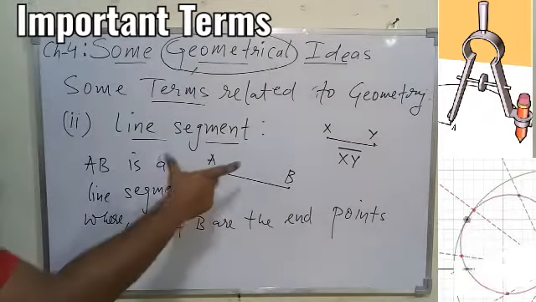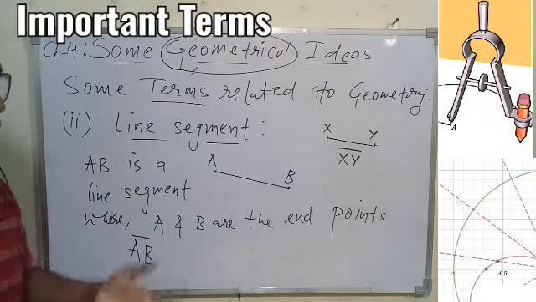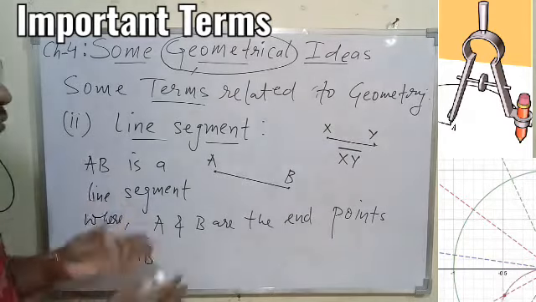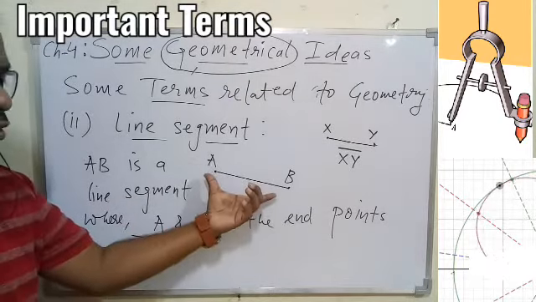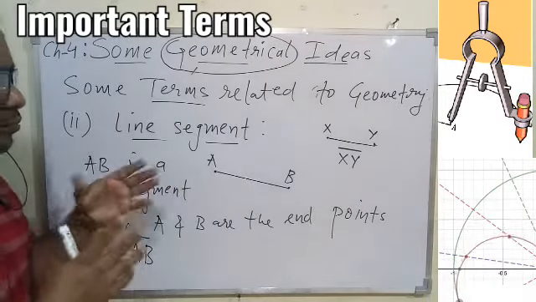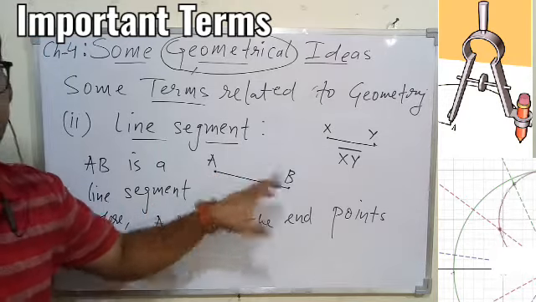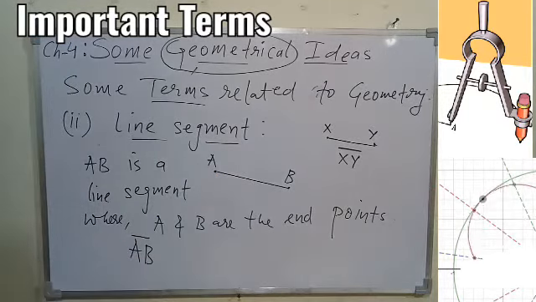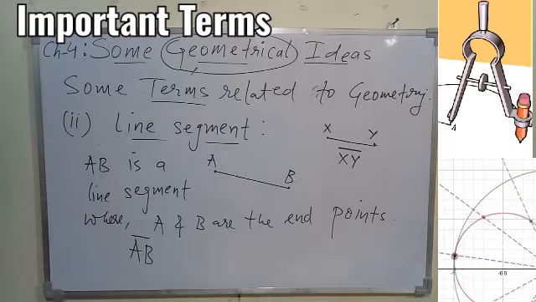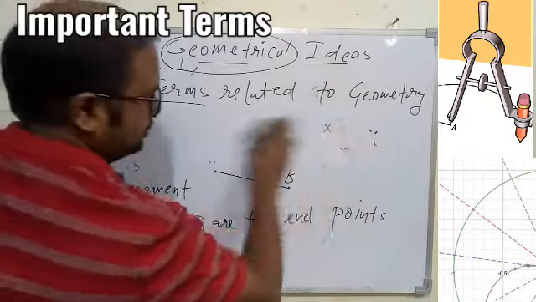And on one line segment, we can have infinite number of points also. That is also possible. So overall, we need at least two points which are to be connected together to form a line segment. And over this line segment AB, we can think of many infinite points as well. So that is also to be understood. Over a line segment, we can have infinite number of points between the endpoints.